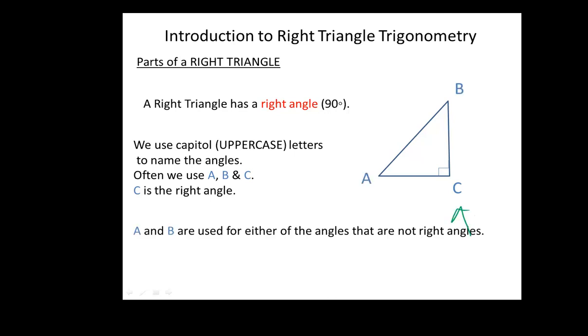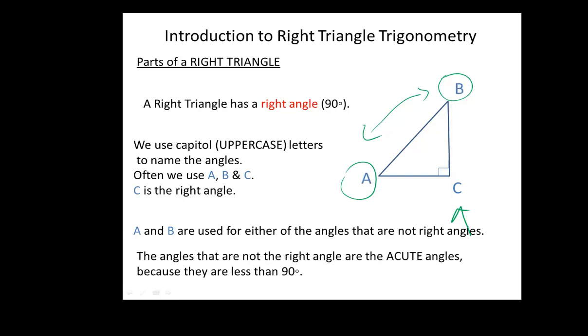The letter A and the letter B are used for the other two angles, but their position is optional. Those two letters could be switched. They're simply the two angles which are not the right angle. Furthermore, the angles which are not the right angles are the acute angles, meaning they are less than 90 degrees.